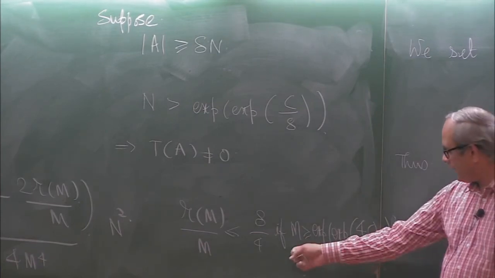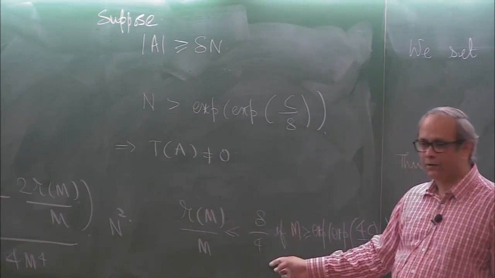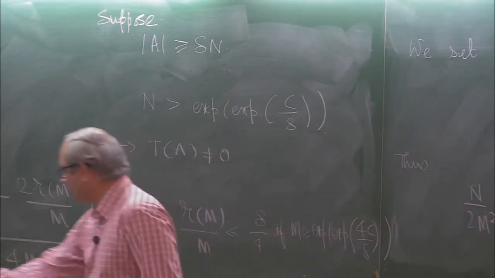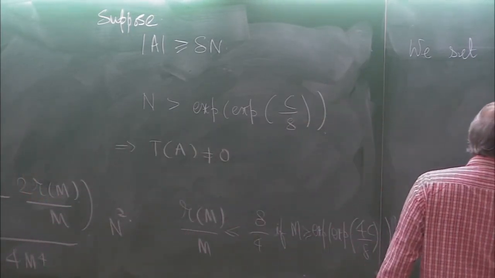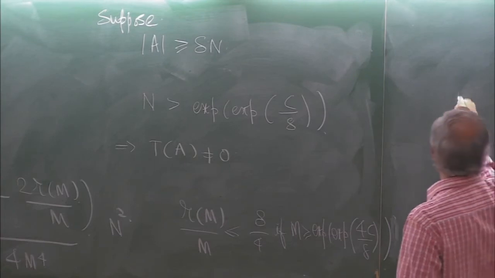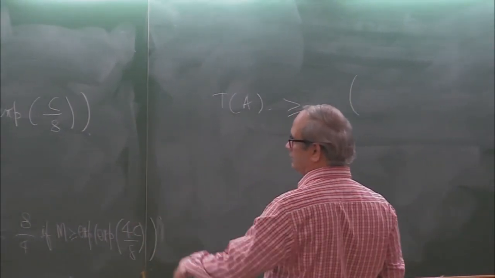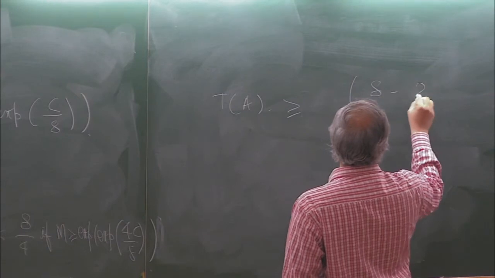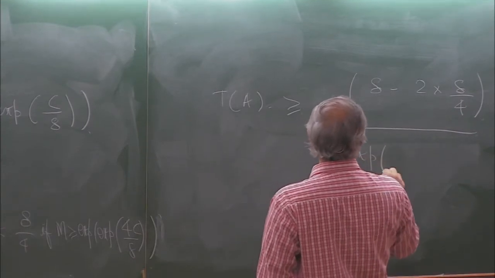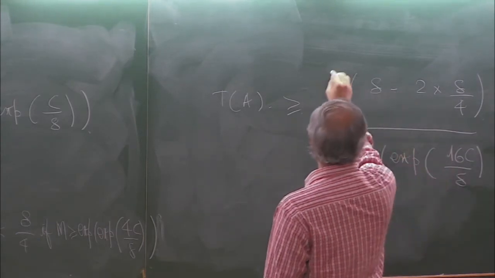So you put m equal to exponential 4 constant by delta and take Rm by m less than or equal to delta by 4 in this inequality, and if you do that, you will end up with TA greater than (delta minus 2 times delta over 4) divided by exponential 16 constant by delta, times n squared.